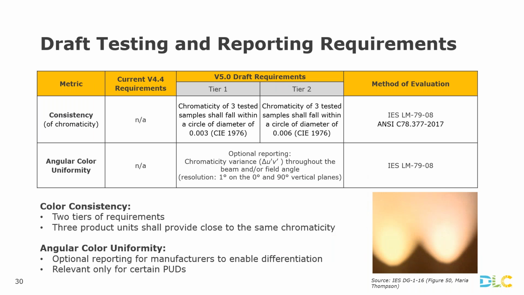While color maintenance is the consistency over time, we also included color consistency from product to product. 3 product units shall provide close to the same chromaticity. Again, there are 2 tiers of requirements specifying allowable variations. In addition, as an optional reporting, we also included angular color uniformity. This is the chromaticity variation throughout the light beam, and this is for manufacturers who would like to differentiate their products. It's only relevant for certain PUDs, for example, track or monopoint luminaires.